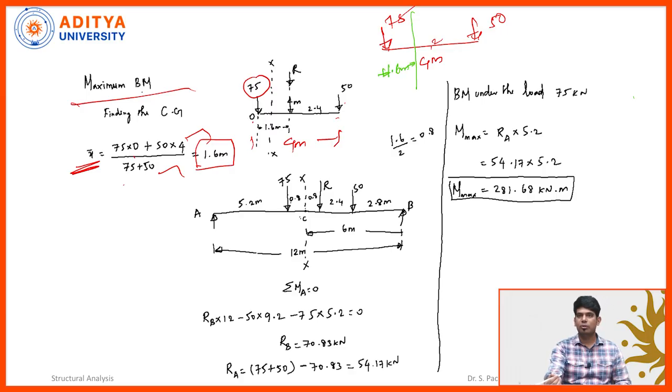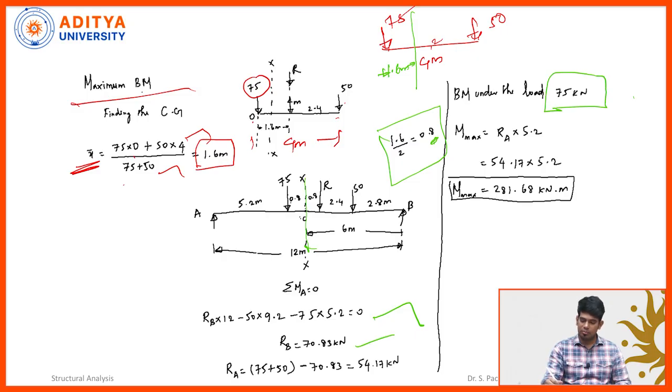Now what I have to do, this 1.6 I will divide into 2. 1.6 divided by 2 is 0.8. There I will give my XX section. I keep the load accordingly and then calculate the value of RB. So the maximum bending moment under the 75 kilonewton I have calculated.